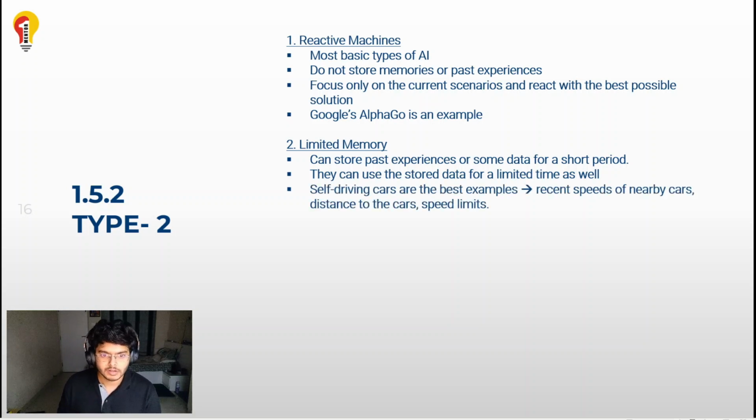So the best example for this type of limited memory machine is a self-driving car. For example, you are in a Tesla, and when you are going forward on the road, your Tesla records the recent speeds of the cars nearby you, your distance from those cars, as well as the speed limits that it can see on the signboards in front of it, right? In its spectrum of vision.